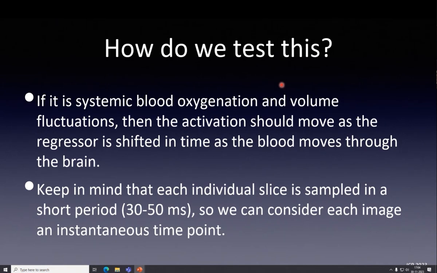And so keep in mind that we can consider an individual slice in an fMRI scan to be a single time point. It's acquired over 30 milliseconds, but that's a very short time compared to the frequencies of the oscillations. So in terms of that, the fMRI image is static during that time.